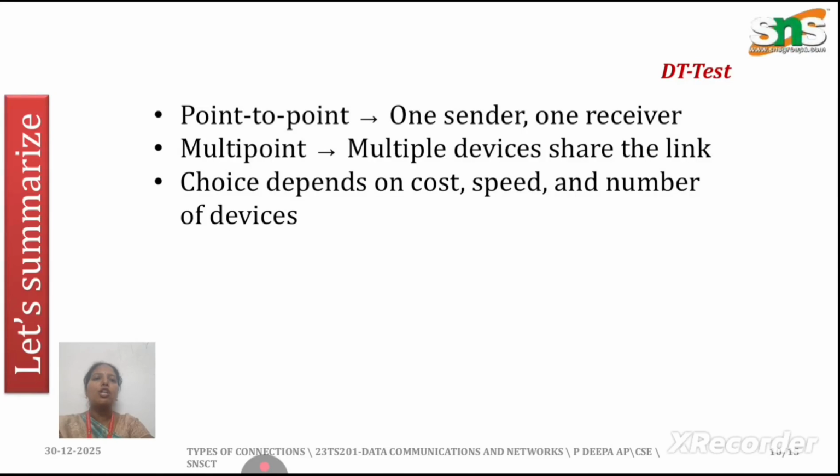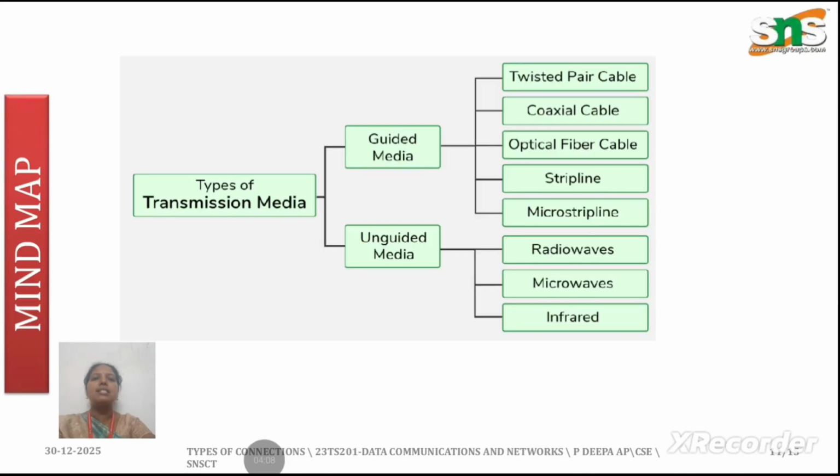A point-to-point connection has one sender and one receiver. In a multi-point connection, multiple devices share the link, and the choice depends on the cost, speed and number of devices. Let's take the summarization part. Depending on the number of devices and the direction of flow, very different types of connections are used in data communication systems.